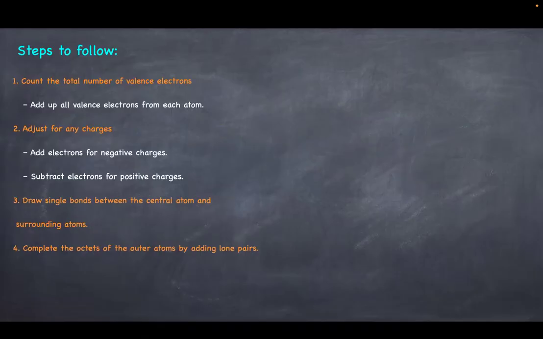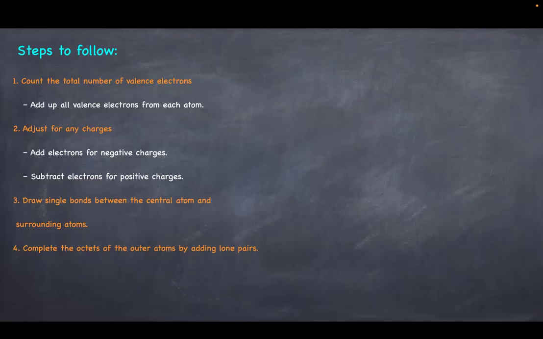And then if there is any charge, you have to adjust based on that. So if there is a negative charge, that means there are additional electrons, so you add those electrons to the valence electrons. If the charge is positive, that means electrons are lost, so you have to subtract electrons from it.